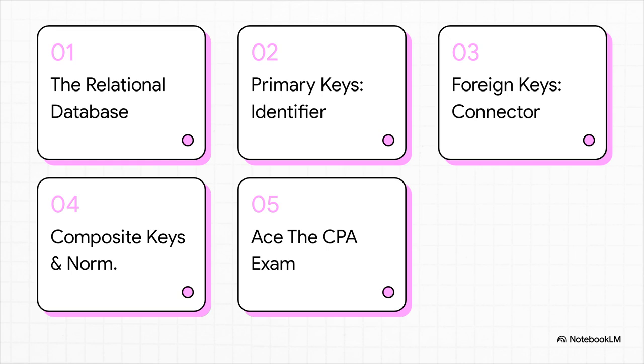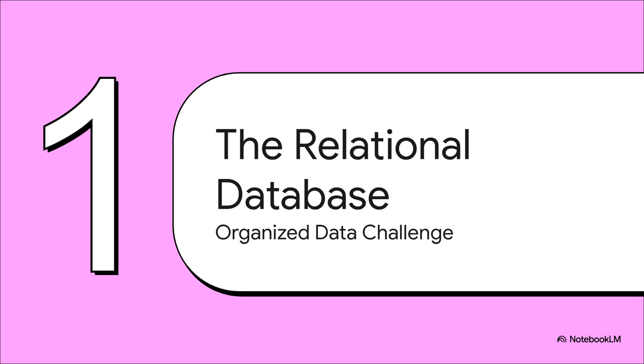We'll start with the big picture, what a relational database actually is and why it's so important. Then, we'll zoom right in on the building blocks, the different keys that hold everything together. After that, we'll unpack the principle of normalization that makes it all so efficient. And to wrap it all up, I've got a crucial tip to help you ace those exam questions. Okay, let's start at the very beginning.